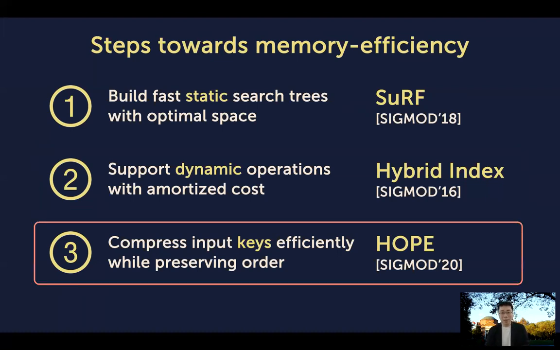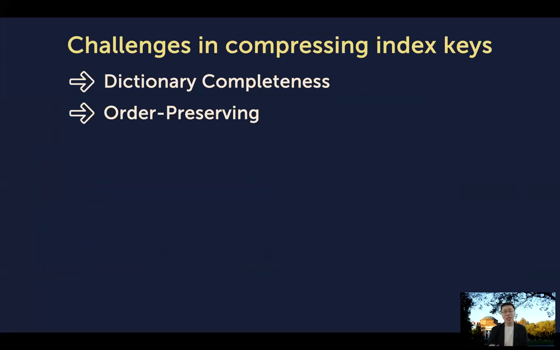Now, the last step in our recipe deals with the index keys, because as the first 2 steps really pushed the structural overhead of an in-memory search tree to the minimum, we observe that the actual keys, especially string keys, start to dominate the space. There are 2 main challenges of compressing index keys. The first is that you don't know all the keys beforehand. So our compressor must be able to encode an arbitrary key it has never seen before. And we call this property dictionary completeness. The second challenge is that the encodings must be order preserving. Otherwise, you won't be able to perform meaningful range queries on the tree.